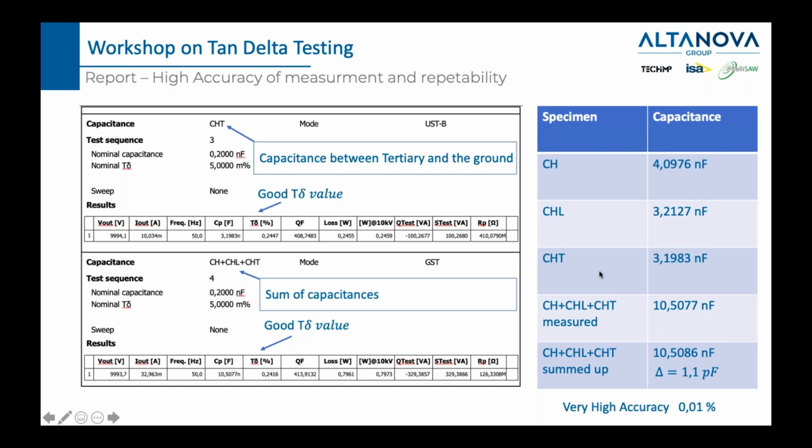When you did that, you got 10.5077. And then you use a calculator and you sum up these three values and you get 10.5086. And you get a delta of 1.51 picofarad, which is 0.01% of error. And this is something which shows you that you are not just doing some mumbo jumbo, that you are actually measuring good results, and that this is a worthwhile process. So this was example number one.